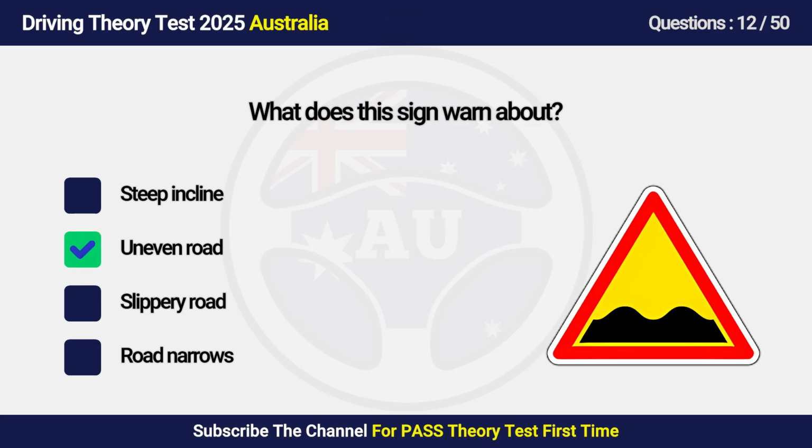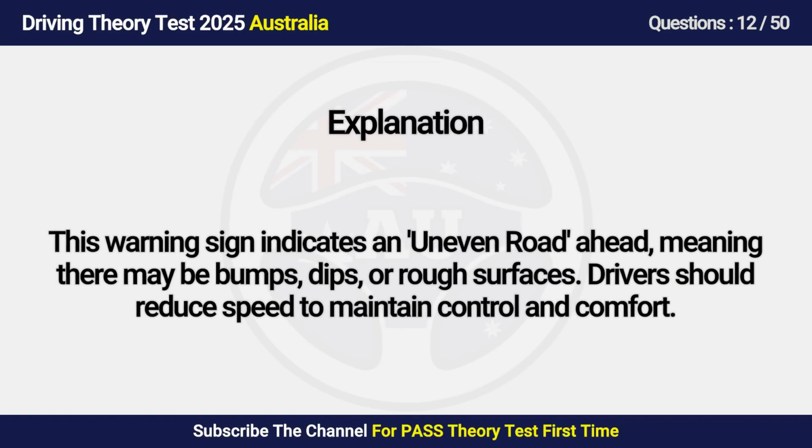Answer is B. Uneven road. This warning sign indicates an uneven road ahead, meaning there may be bumps, dips, or rough surfaces. Drivers should reduce speed to maintain control and comfort.